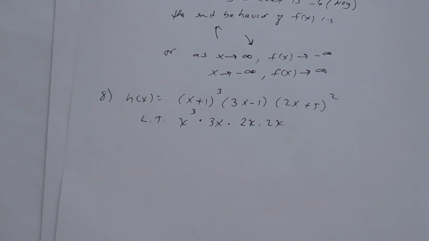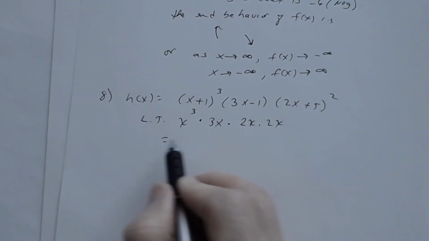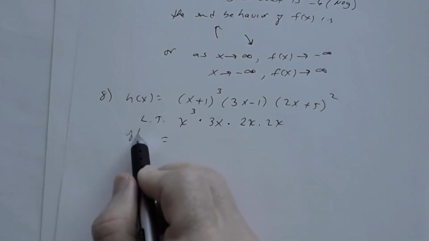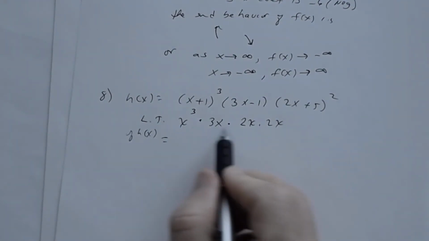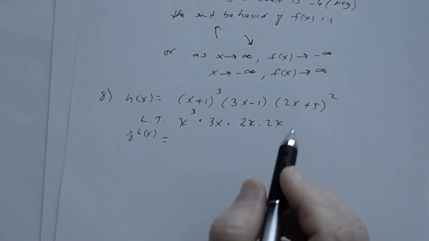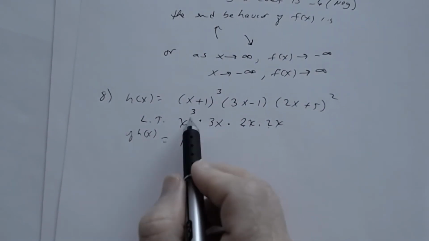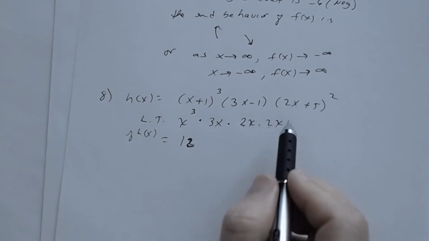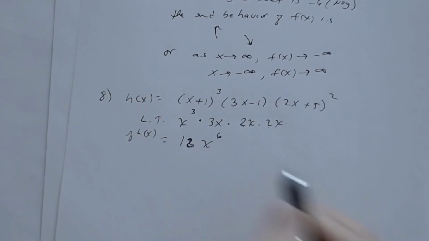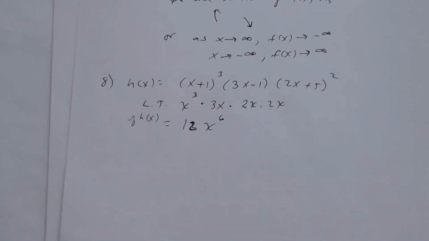All right? And now we're going to multiply this out. So the leading term of h of x is 3 times 2 times 2. That's what, 12? That's 12. And then x cubed times x times x times x, so that's x to the 6. All right? So that's your leading term. Very simple, not difficult to deal with.